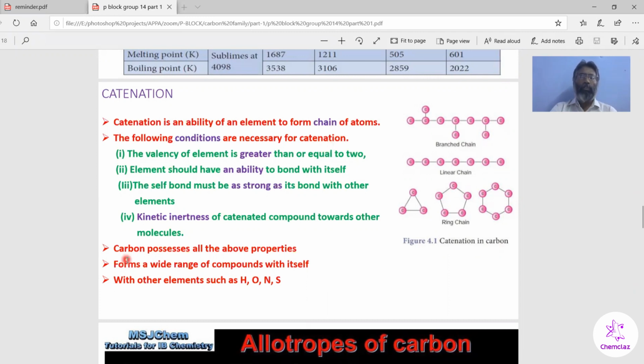Carbon possesses all these properties, so carbon can easily form catenation and form a wide range of compounds with itself and other elements. If asked to write short notes on catenation, you have to write all the points. If asked to write the conditions for catenation, you have to write only 4 points.